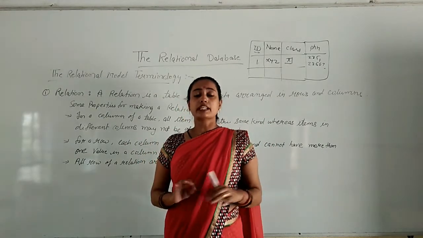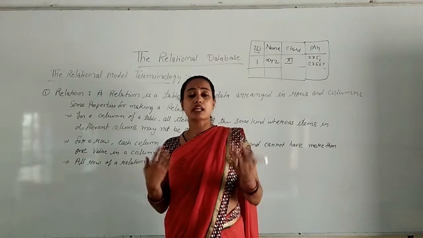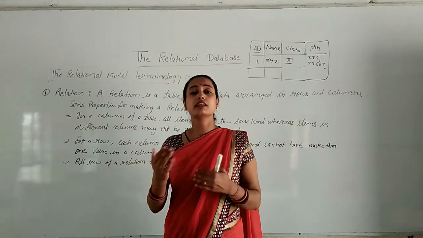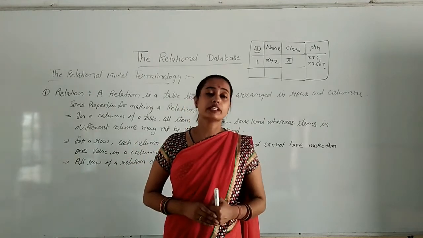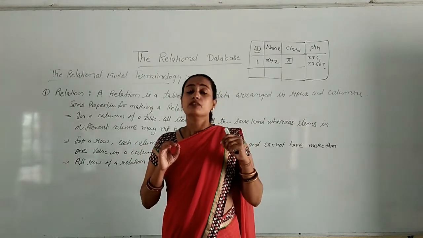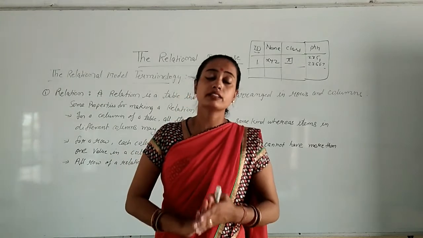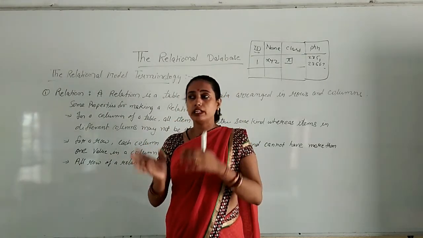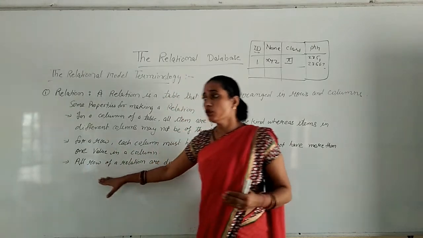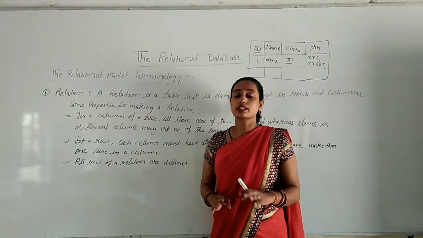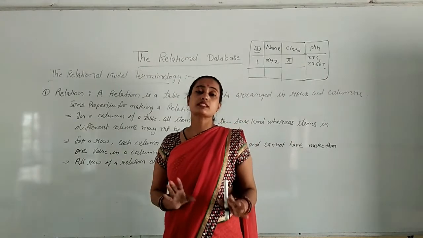I'm not saying it should always happen. Sometimes we feel the data is being duplicated. There is a possibility of redundancy, but try to enter the data and fill the records according to this rule. All rows of a relation should be distinct. It should not be the same.